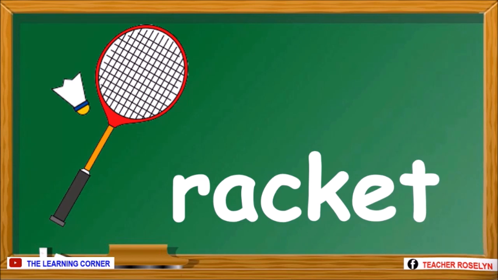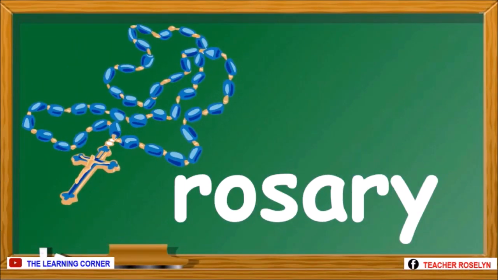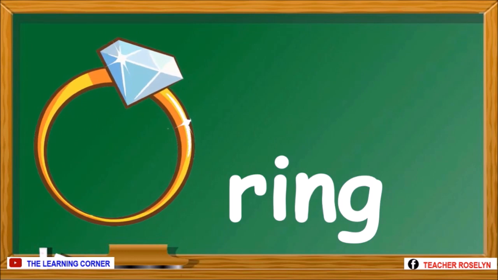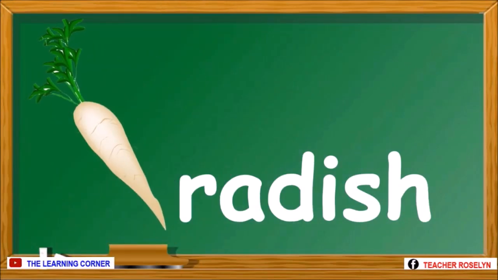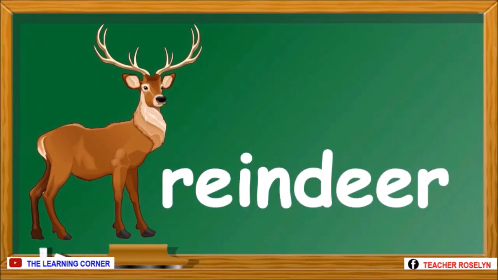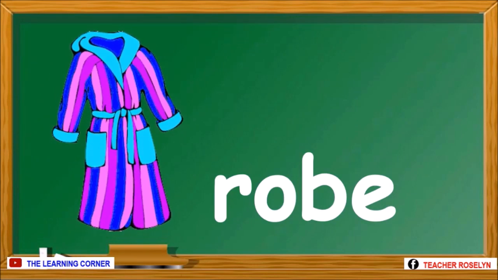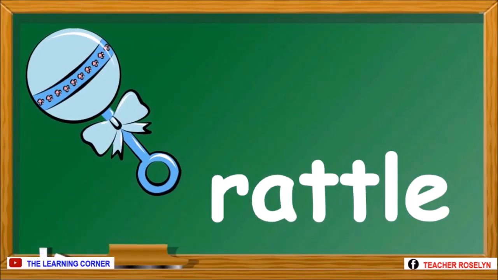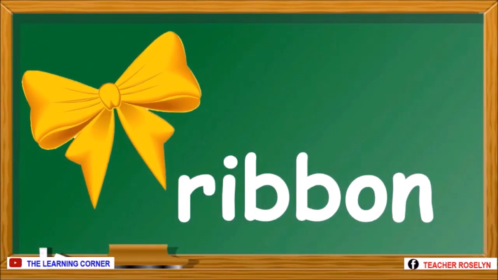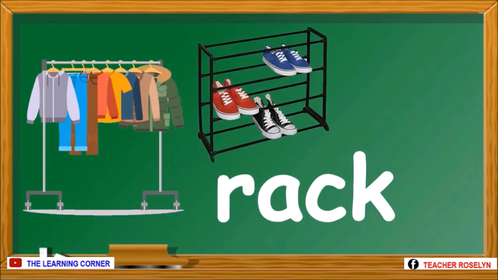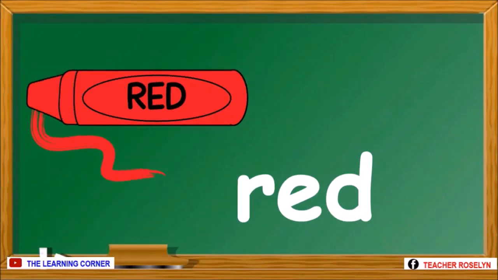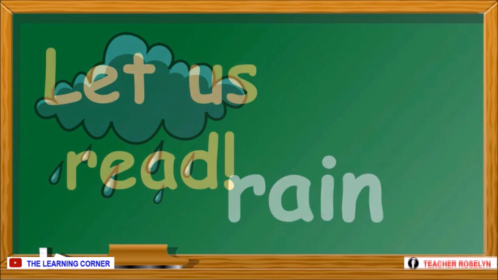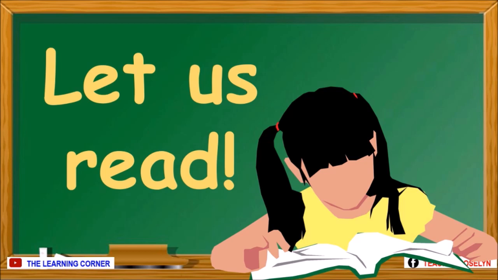racket, rosary, rot, ring, radish, reindeer, rope, ruler, rattle, ribbon, rack, red, rain. Now, let us read the words that begin with letter R.